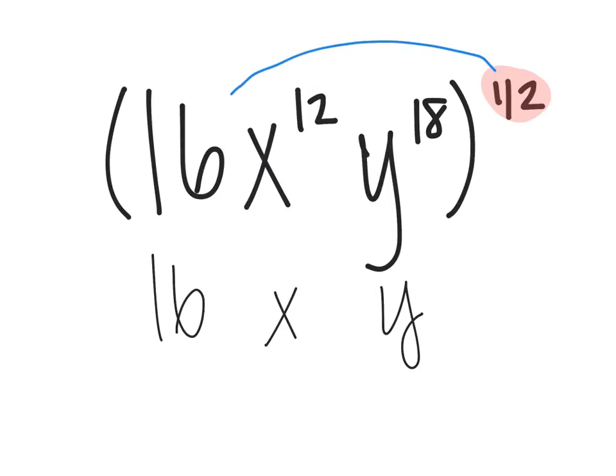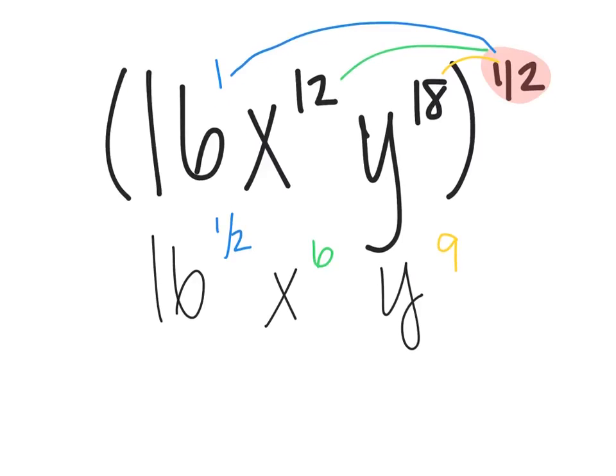Well, 16 doesn't have an exponent, so remember if there's no exponent, it's a 1. 1 times 1/2 would be 1/2, and then 1/2 times 12 is going to be 6 because half of 12 is 6, and 1/2 times 18 is going to be 9. So we'll have 18 times 1/2, which again is 9.